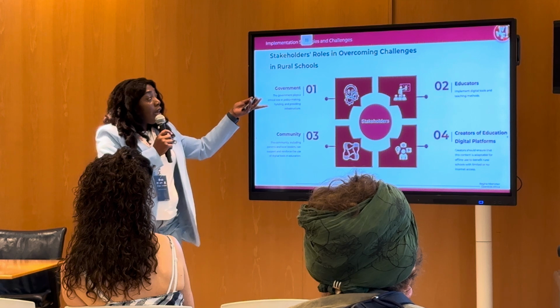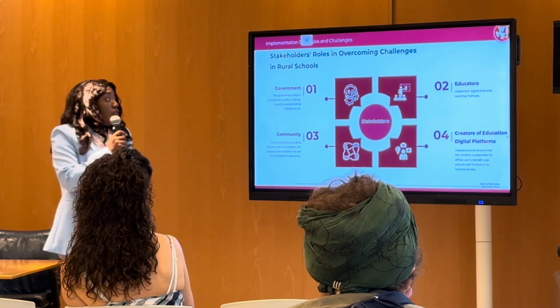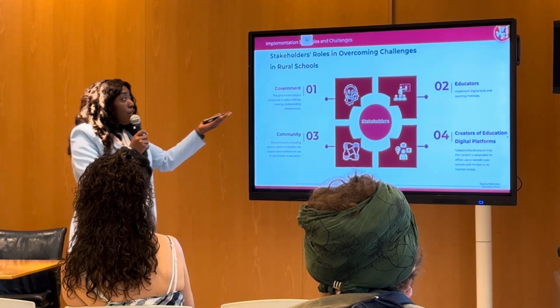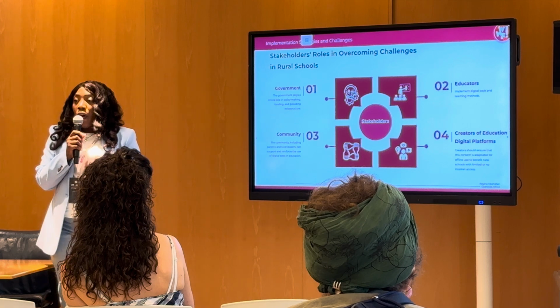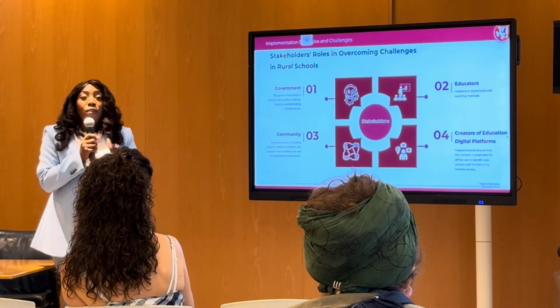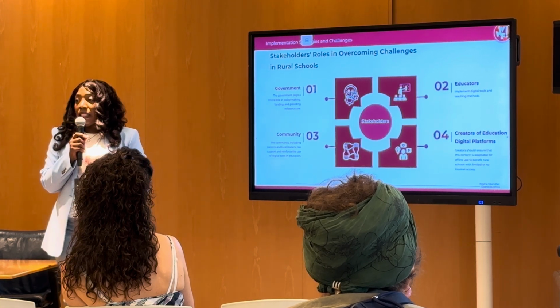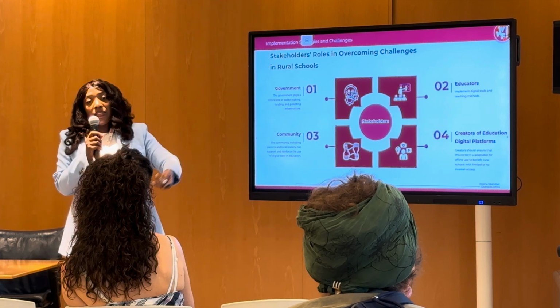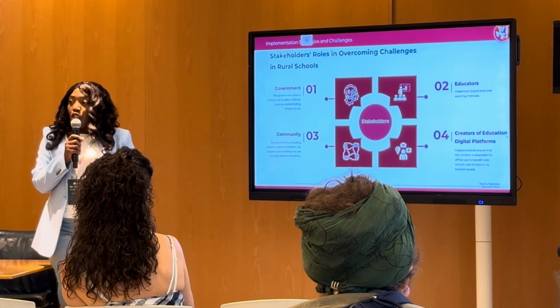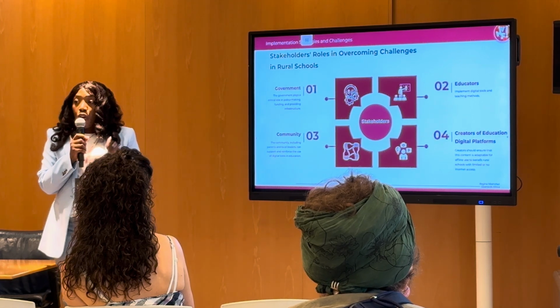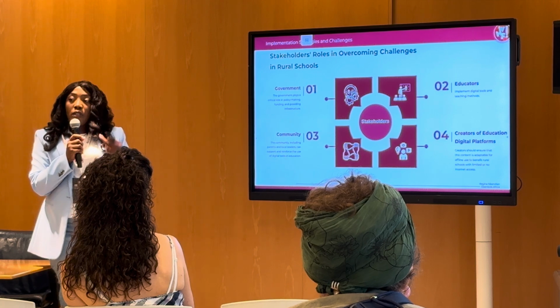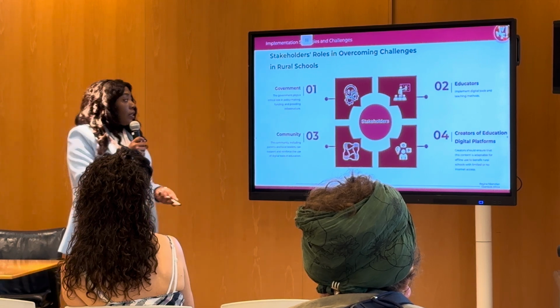One of the stakeholders is government. If you have an affiliation with government, the government plays a very key role basically in policy making. Understanding that we have thousands of digital contents online, and these contents are not going to work their way into rural schools, they need to be delivered in rural schools. And they can focus on creating infrastructures that will help these contents be delivered in these schools.